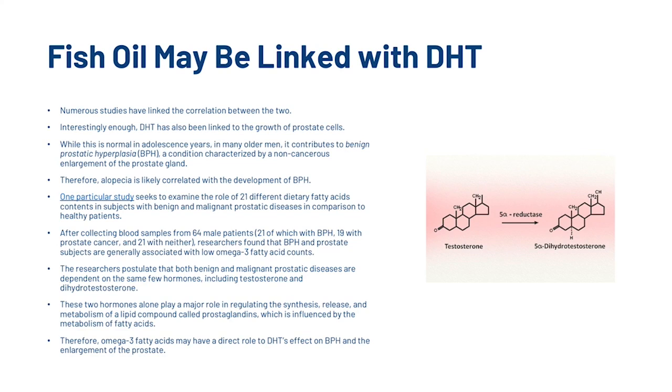The researchers postulate that both benign and malignant prostatic diseases are dependent on the same few hormones, including testosterone and dihydrotestosterone. These two hormones alone play a major role in regulating the synthesis, release and metabolism of a lipid compound called prostaglandins, which is influenced by the metabolism of fatty acids. Therefore, omega-3 fatty acids may have a direct role to DHT's effects on BPH and the enlargement of the prostate.